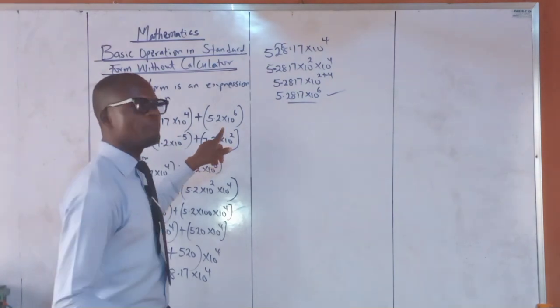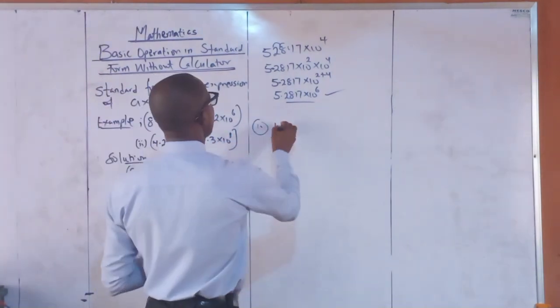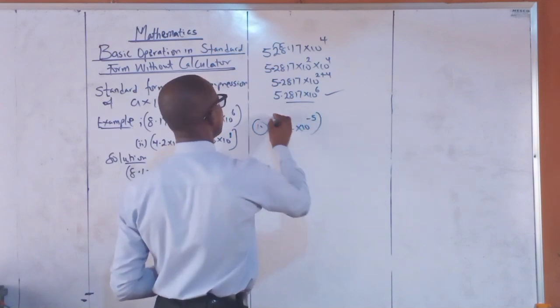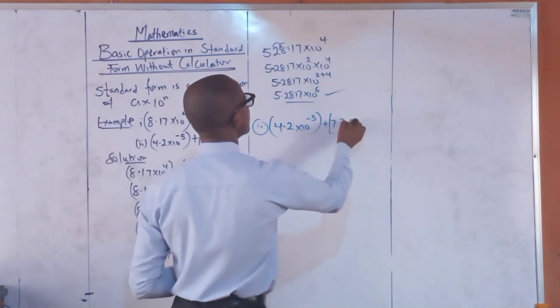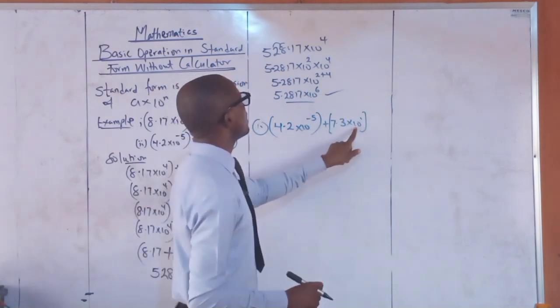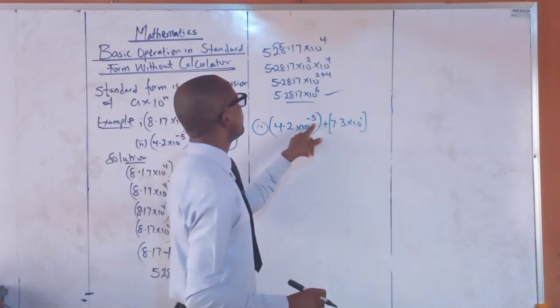Now, let's look at the second example where one carries a negative power and one carries a positive power. Number 2: 4.2 times 10 raised to power minus 5 plus 7.3 times 10 raised to power 1. Now, as you know, 10 raised to power 1 is bigger than 10 raised to power minus 5.